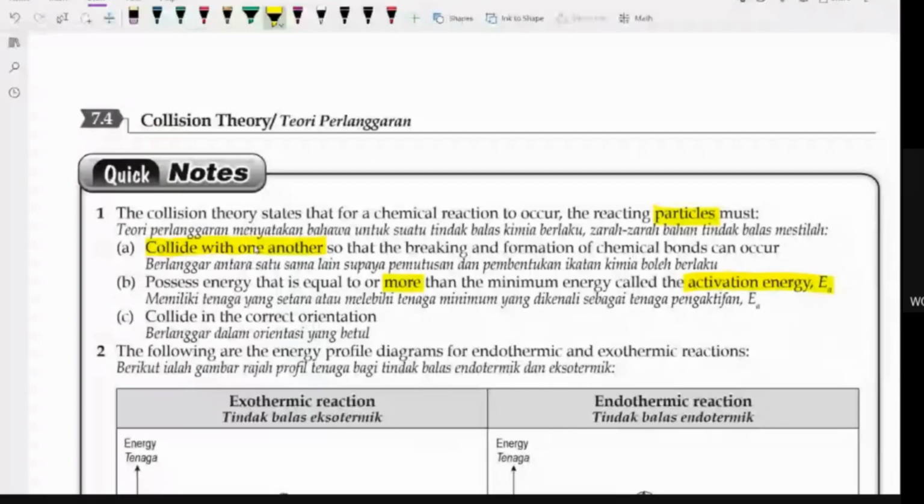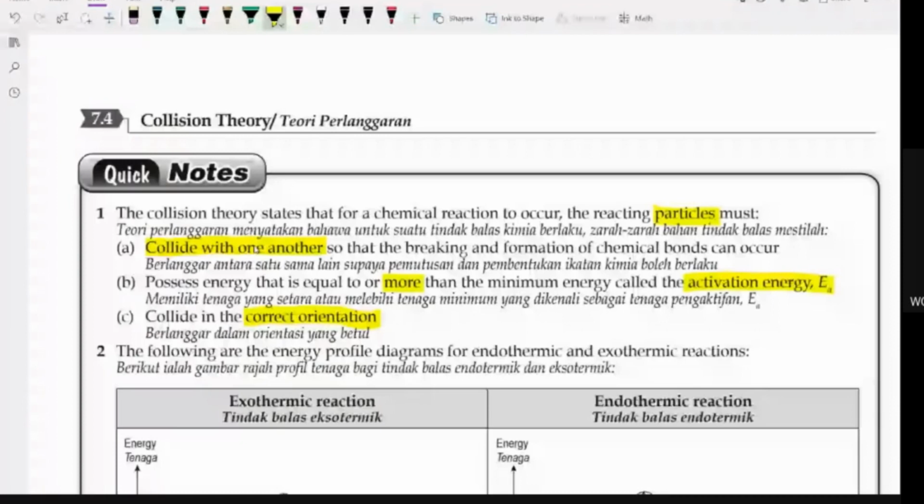Now, another one, it must collide with correct orientation. What does this mean? It means that the way they collide must be correct. For example, let's say this is the hydrogen, H, and then this one is the chlorine, Cl.